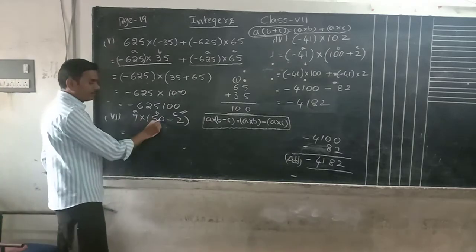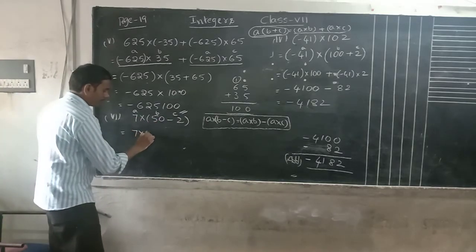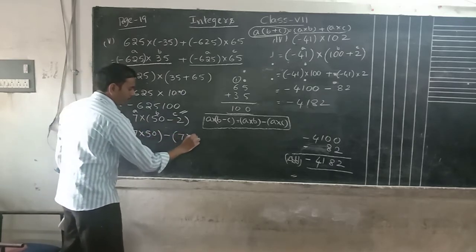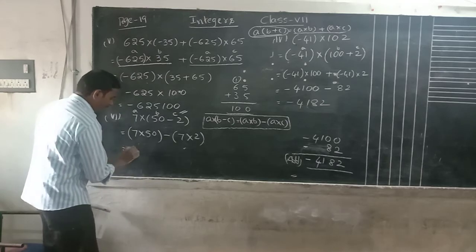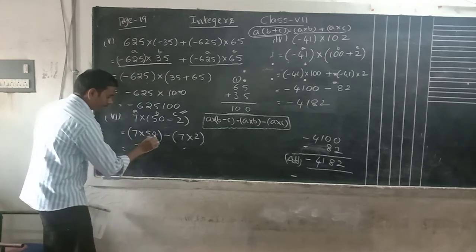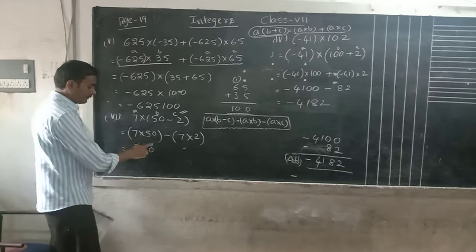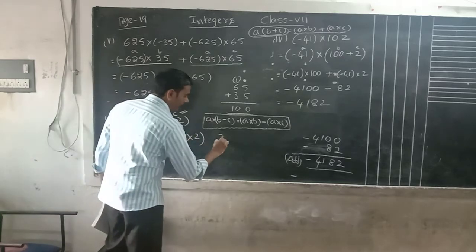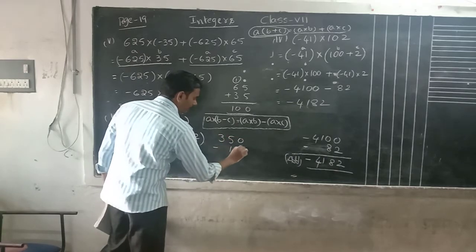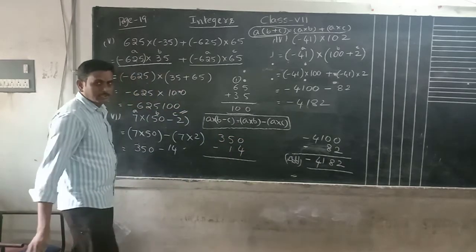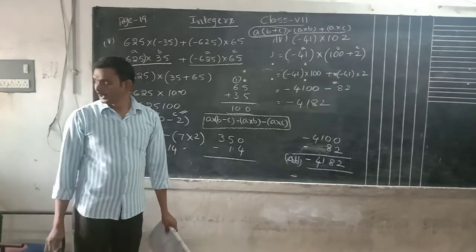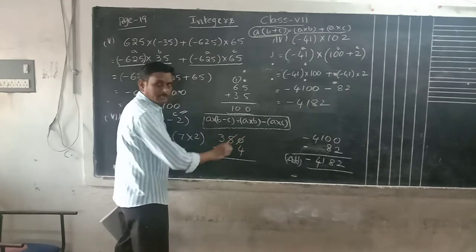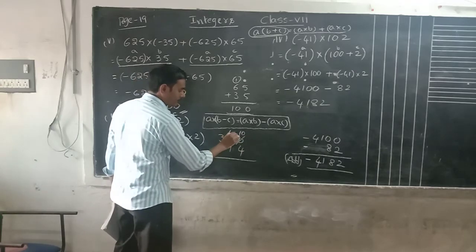A value 7, B value 50. A into B, 7 into 50, minus A into C, 7 into 2. 7 into 5 is 35, and the 0 gives 350. 7 into 2 is 14. Subtract 350 minus 14. One place below one place, ten place below ten place. Now subtract this one.